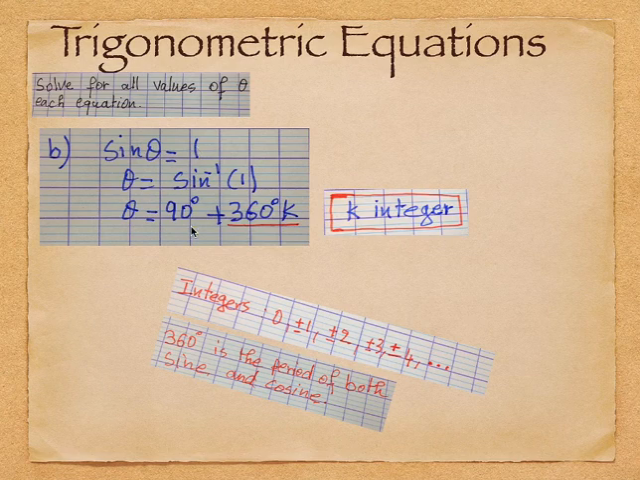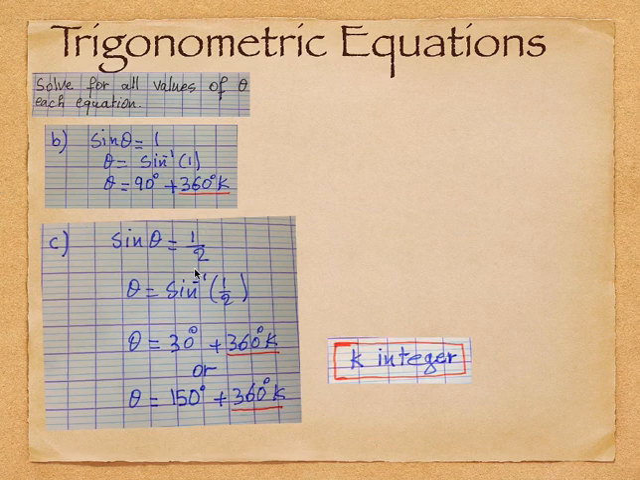Try it yourself. Try to calculate sine of 90 plus 360, or any multiple of 360, and see what you get. You get 1. This k is an integer. What does integers mean? These are the integers: 0, plus minus 1, plus minus 2, plus minus 3, etc. This means whenever you give a value as an integer, you get a multiple of 360. And these are all the values of theta for your equation.